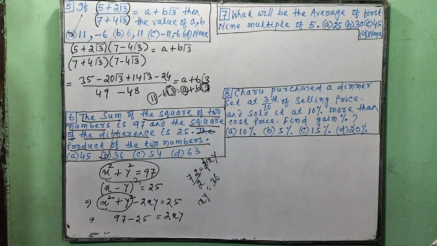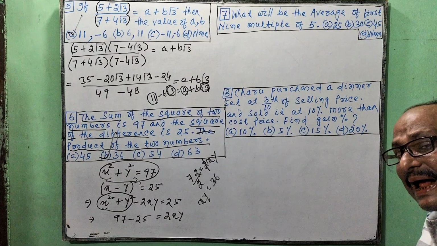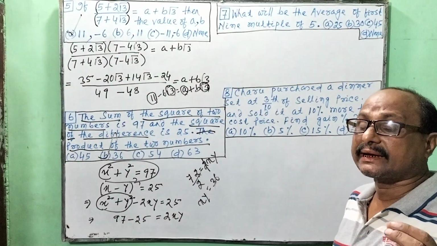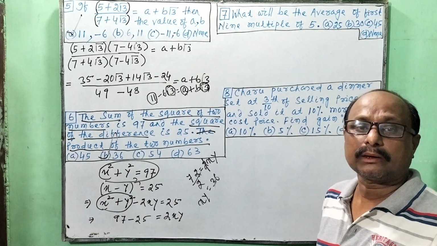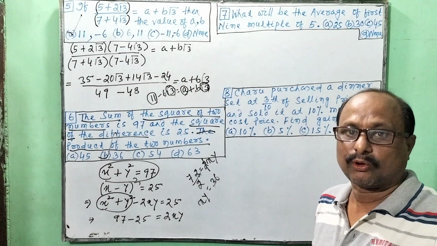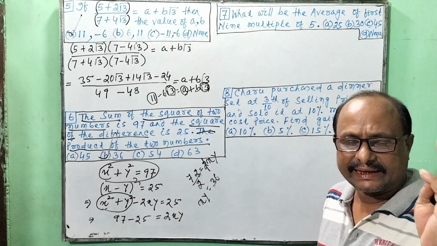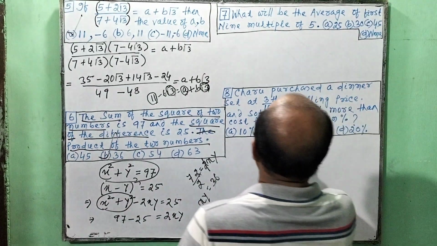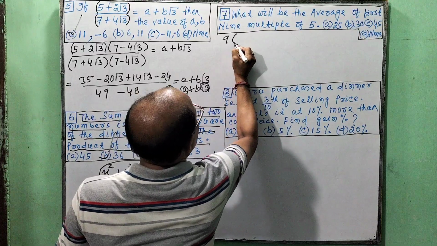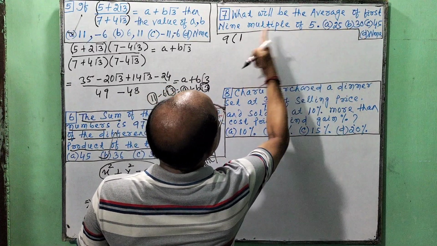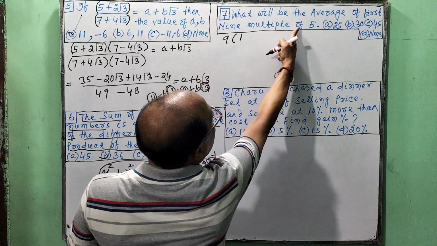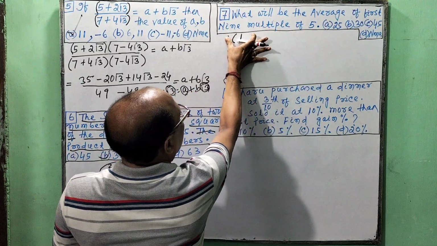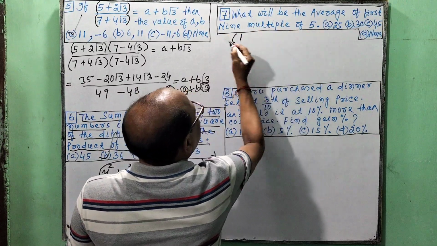Next, come to the question. Number 7. What will be the average of the first 9 multiples of 5? First 9 multiples means 9 ones are 9, 9 twos are 18, 9 threes are 27. So these are the multiples of 9. Here we need the first 9 multiples of 5.